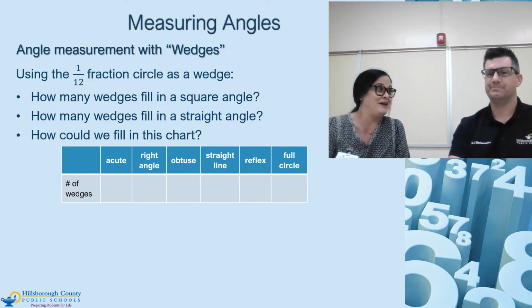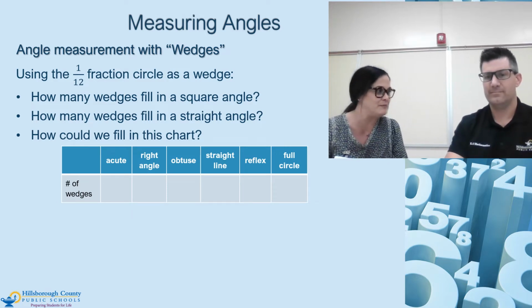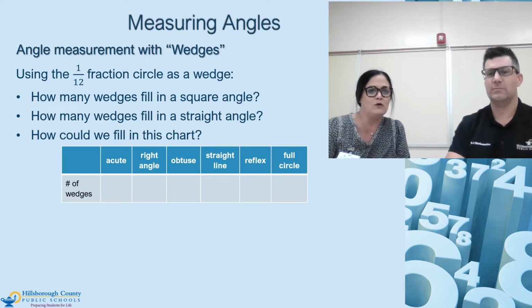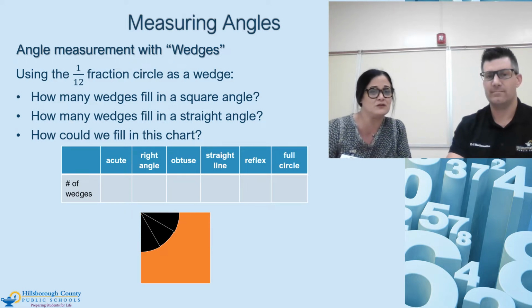This portion of the activity was quite powerful for me, thinking about what my students would think and the connections they would be making to using a right angle as a benchmark angle. Yep. So if I look at that in part 1, the square angle is a right angle. So I was thinking of how many wedges it would take to fill in a square angle.